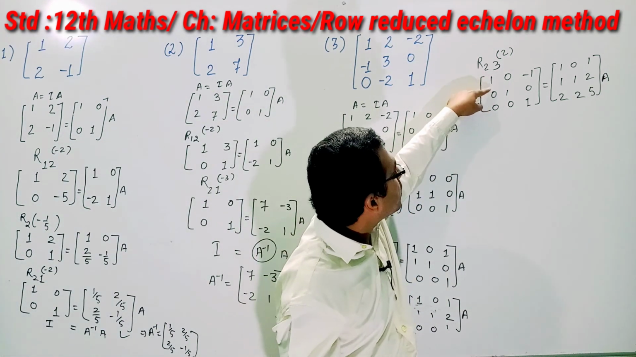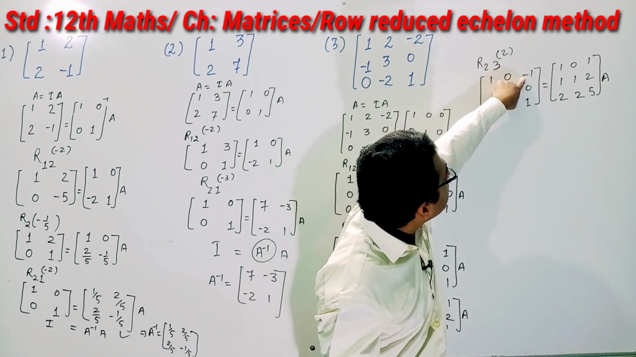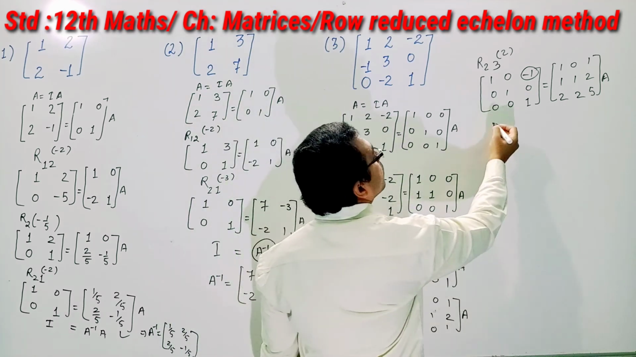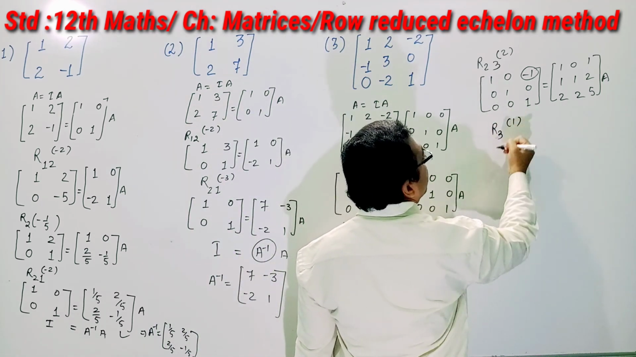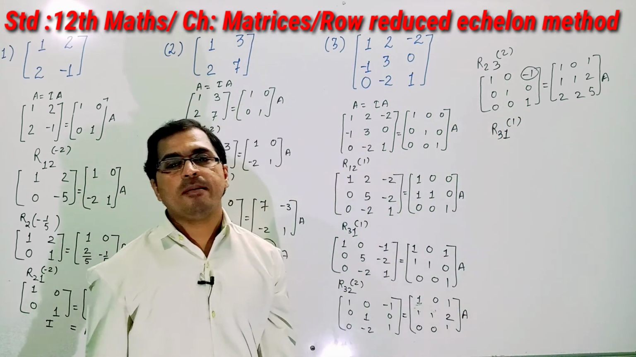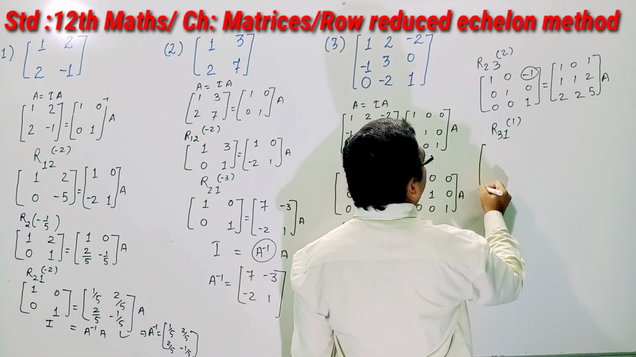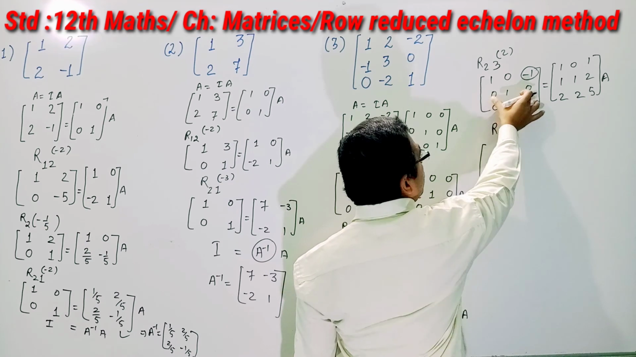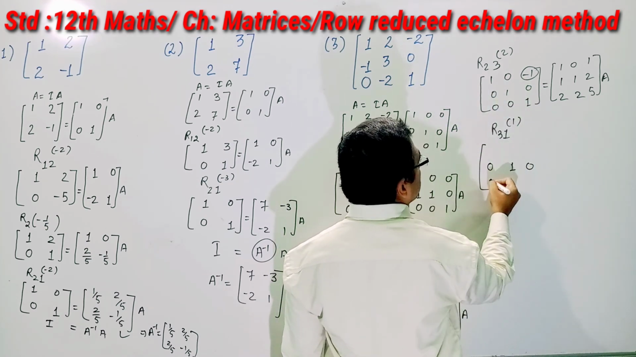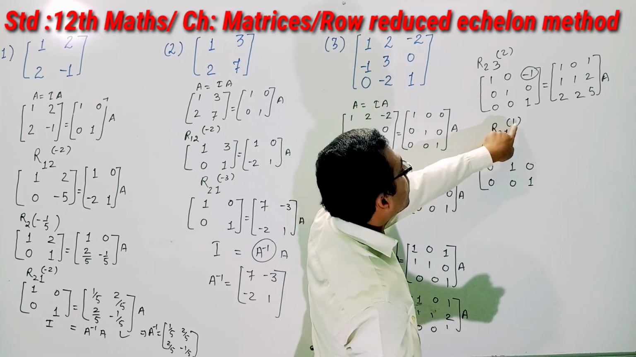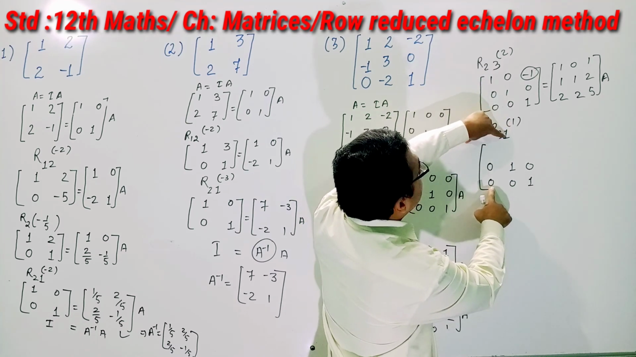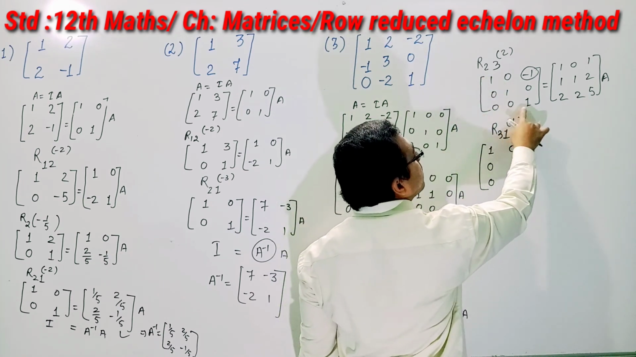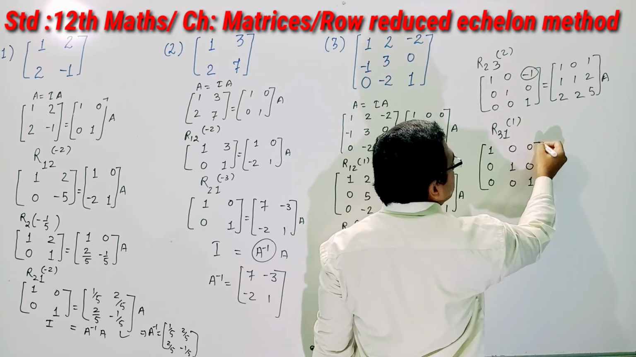Okay, students, now you can see that we are getting 1, 0, 0, 0, 1, 0. Here is minus 1, 0, 1. It means we need to just reduce the minus 1. So what will we do? R3 multiplied by 1 and added to R1. You are doing the operation with R3 on R1, so there will be no change in R2 and R3. So writing 0, 1, 0, 0, 0, 1. 0 multiplied by 1 and added to 1, no change. 0 multiplied by 1 and added to 0, no change. Now 1 multiplied by 1 and added to minus 1, so we are getting 0.